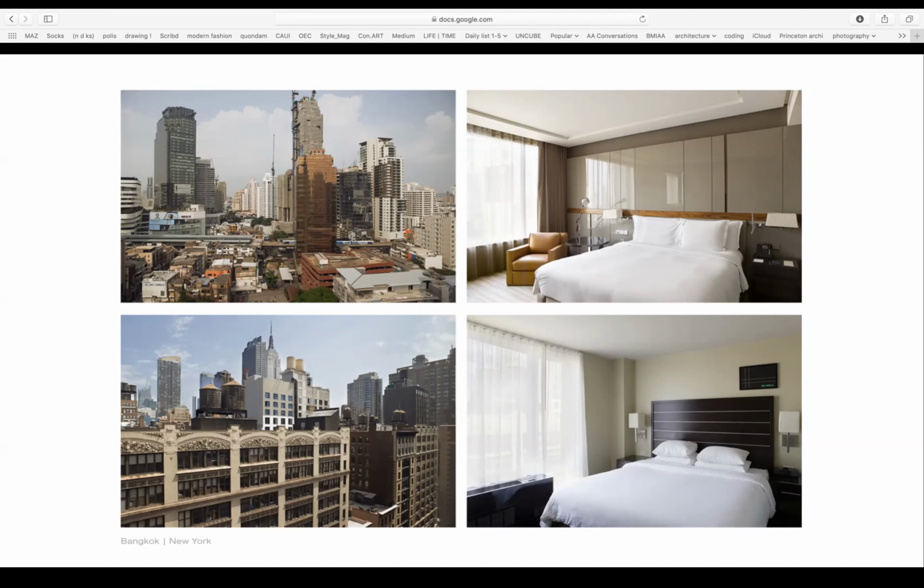These are the different kinds of bedrooms and cityscapes that this Swiss photographer took, going around 32 different cities, and it showed striking similarity between all kinds of cities, which was one of the things that sparked our interest.